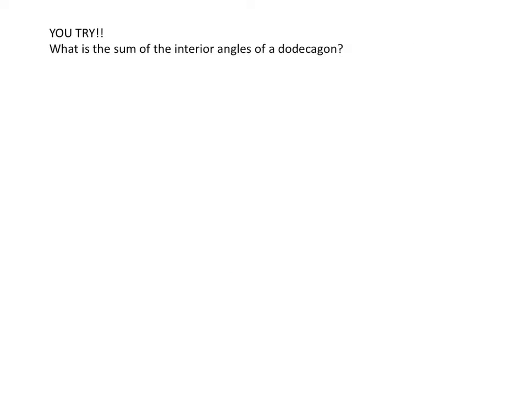All right, pause the video and find out the sum of the interior angles of a dodecagon. All right, once you plugged in 12, which is a dodecagon, into the formula where n is located, then you work it out and you get 1,800 degrees.